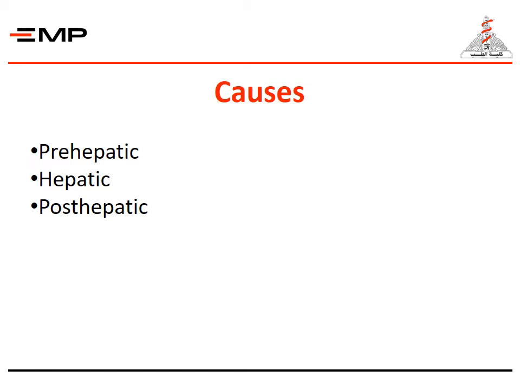Hepatic cause is mainly cirrhosis, which is the most common cause of portal hypertension in general. Other hepatic causes include chronic active hepatitis and periportal fibrosis of schistosomiasis. Post-hepatic causes are Budd-Chiari syndrome due to hepatic vein thrombosis, constrictive pericarditis, or tricuspid valve incompetence.